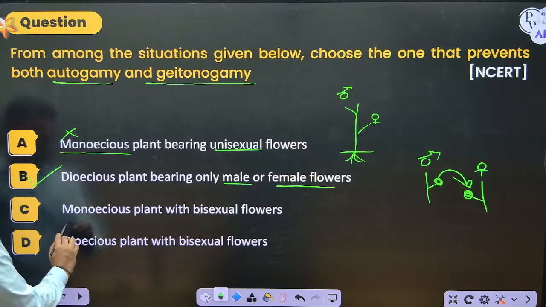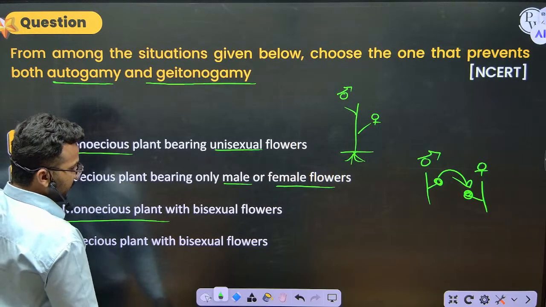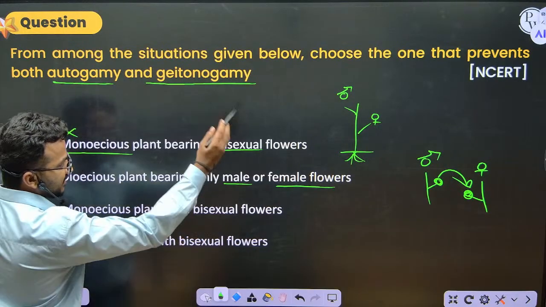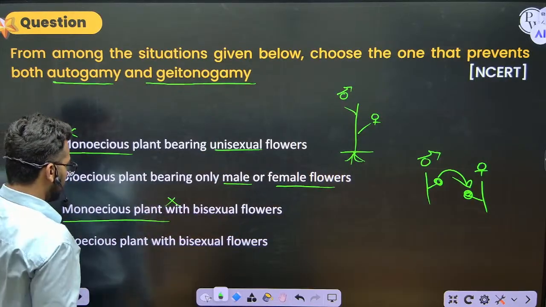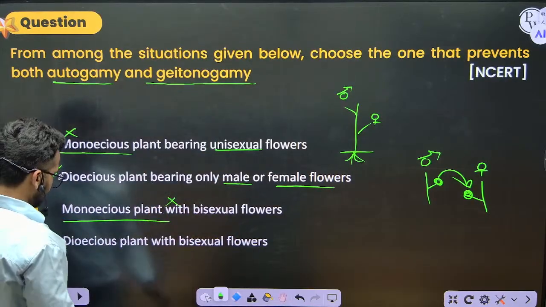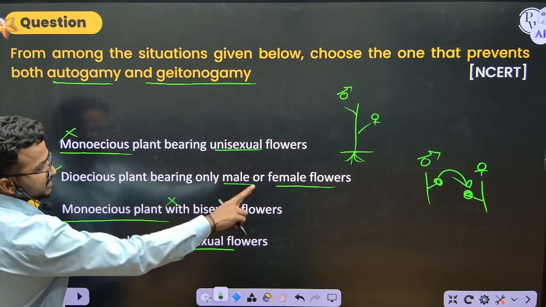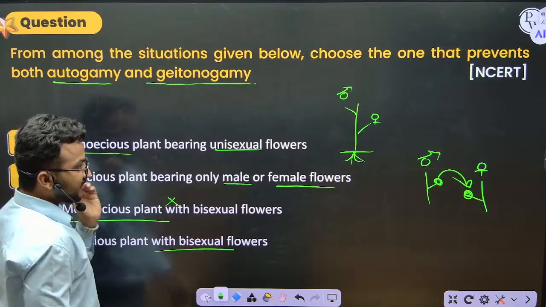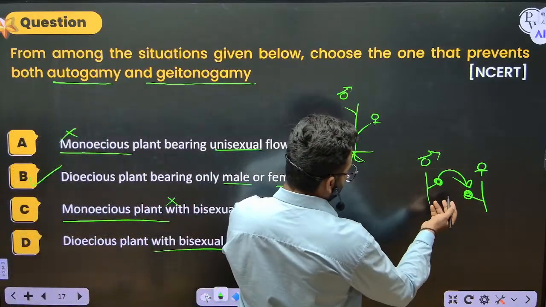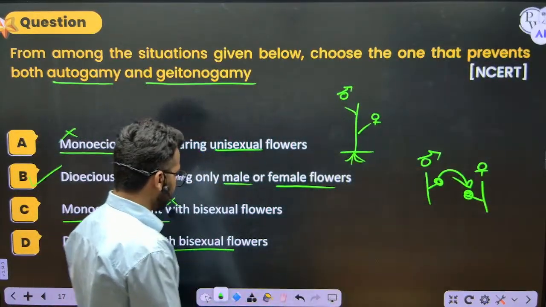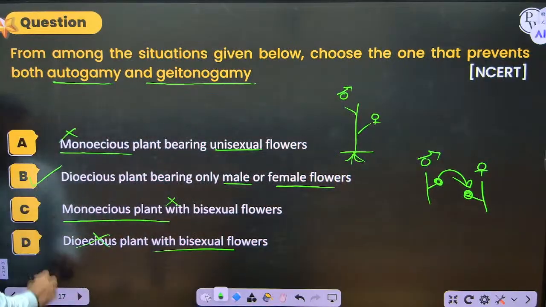Next, see, monoecious plant with bisexual flower. Within the same flower, it will be, no, it is not. Autogamy is possible in this. Dioecious plant with bisexual flower is saying. Dioecious is not possible when both male and female reproductive structures are there. So option B will be the answer.